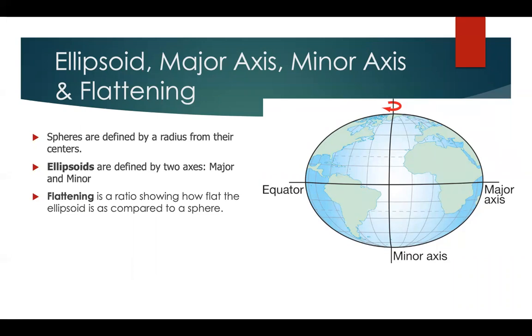Can you think of why the Earth has less distance between the poles than the two sides of the equator? I'll give you a hint. It has to do with centrifugal force. This is called flattening, which could be defined by a ratio that shows how flat the ellipsoid is compared to a sphere.